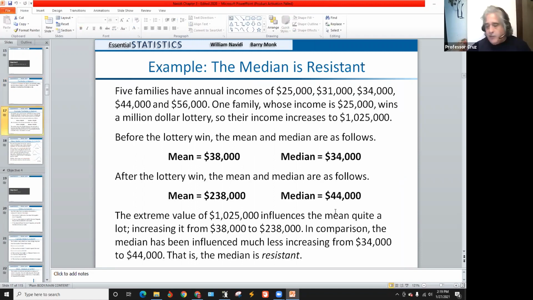All right, now this is an example of 5 families that have annual incomes of 25,000, 31,000, 34,000, 44,000, and 56,000. All right. Now we're going to have one family, the one that's making the lowest, $25,000. They win a $1 million lottery, so their income increases to $1,025,000. So what we're going to do is just show the mean and the median for each of these.